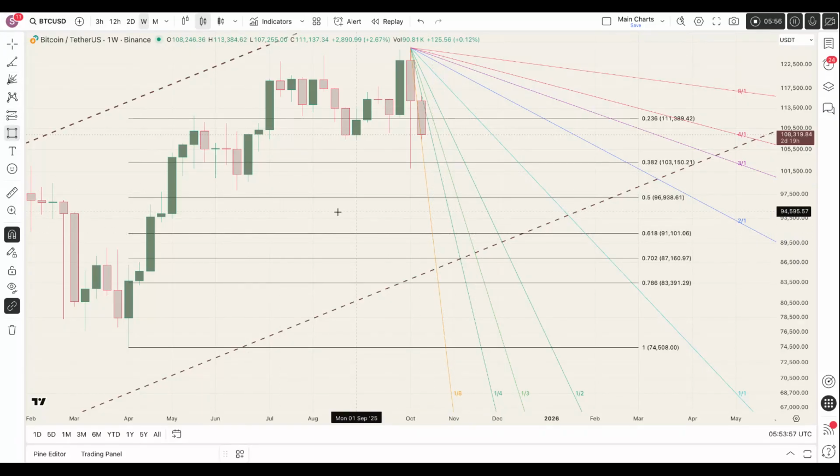Between the 618, no magnet, 618 down to 786. Sorry for that. I'm in a public place.